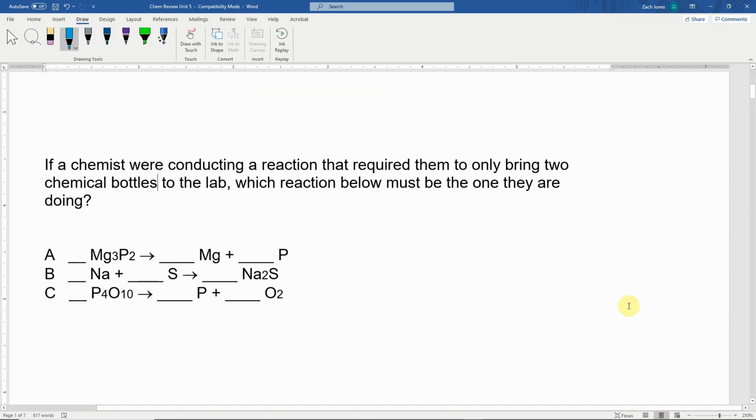Go ahead and read it and then choose your answer. Well, if the chemist had to bring in 2 chemical bottles, that means they brought in 2 reactants, right? The chemist brings in the reactants, and the reactants are on the left side of the arrow. Now you can see in reactions A and C, there's only one reactant, so those aren't the ones the chemist was doing. They brought in some sodium and sulfur. There you go, they brought in 2 chemicals. B must be the correct answer.